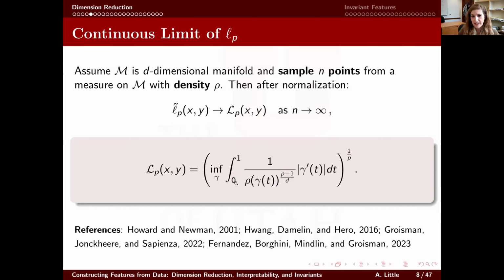And then the length of that path is measured in the following way. This little absolute value of gamma prime would be your arc length element, measuring the length of the path, but you weight that length according to the density function along the path. Okay, so you can think of this as a density reweighted geodesic distance. This is neat because it's encoding the geometry, but adjusting it based off of the density.